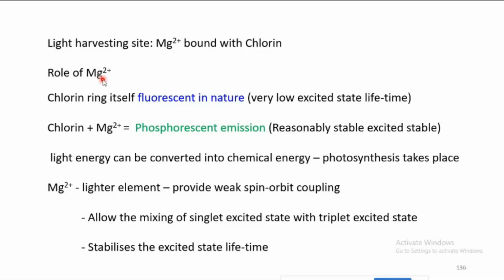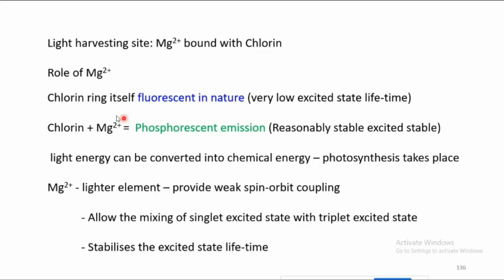In addition to that, if you are recording the spectrum of the chlorin ring alone, that is the electronic spectrum or fluorescence emission spectrum, the chlorin ring itself is fluorescent in nature. So what is the lifetime of fluorescence? It has a short-lived excited state. It immediately comes to the ground state by emitting radiation or by thermal deactivation. But what we are doing with the chlorophyll, we are synthesizing the food. So the light energy is converted into chemical energy. But if only fluorescent character is present, it won't be available for the synthesis or reduction of carbon dioxide.